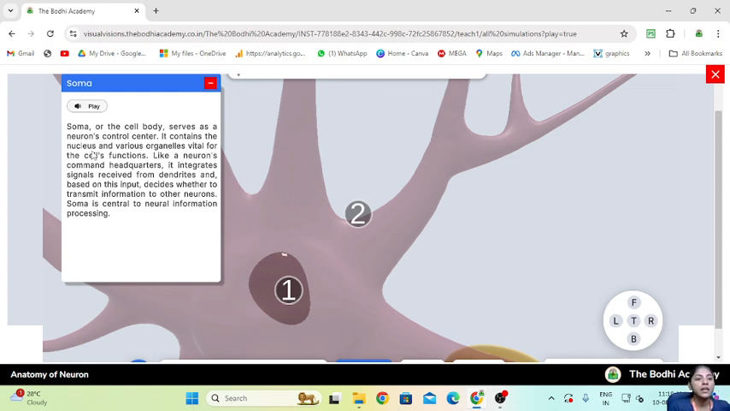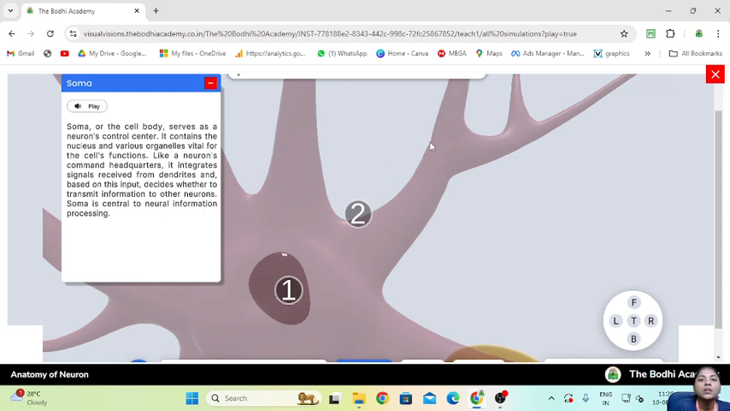Now soma or the cell body serves as the neuron's control center and it contains the nucleus and various organelles vital for a cell's function. So this cell body or the soma, it also plays a very important role as it contains the nucleus and all the other organelles of the cells. Now like neuron's command headquarters, it integrates signals received from the dendrites and based on this input decides whether to transmit information to other neurons.